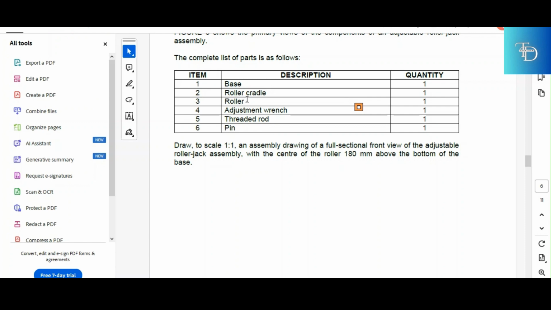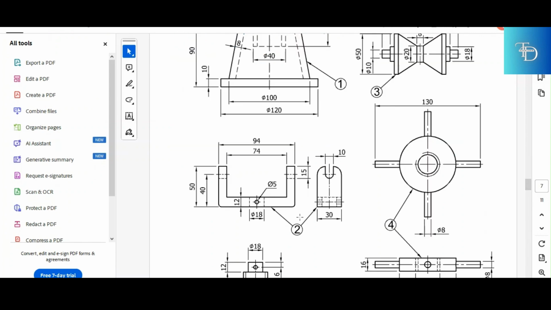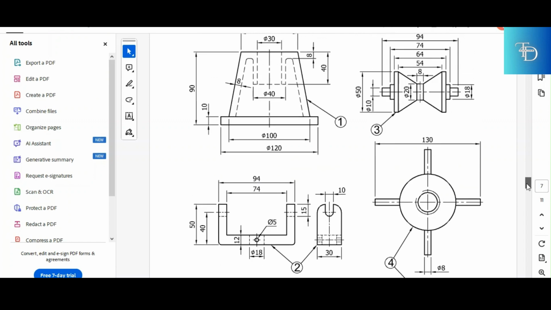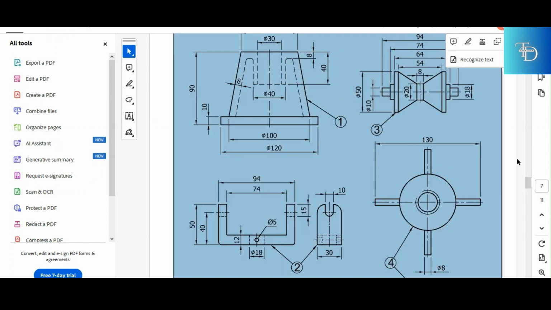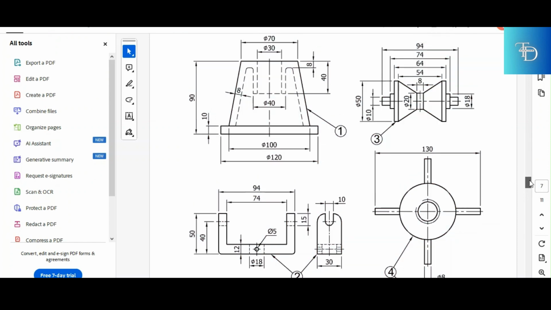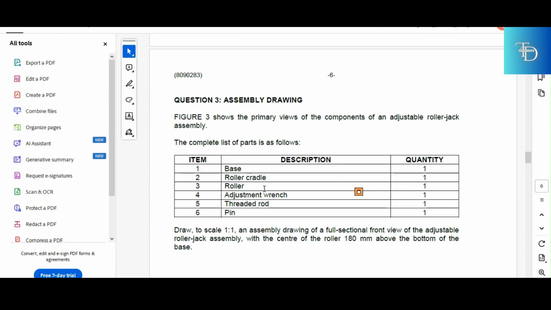And then you have part number 2, which is the roller cradle. Given as part number 2, this is the roller cradle. And then you go to part number 3. Part number 3 is this part right there, which is the what? Is the roller. Part number 3 is the roller.